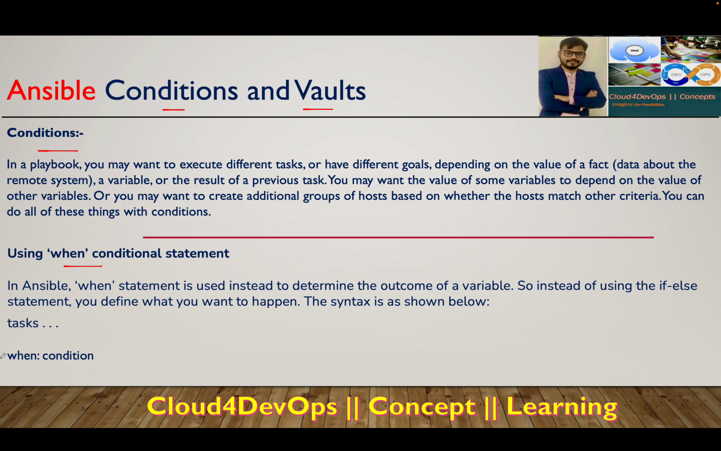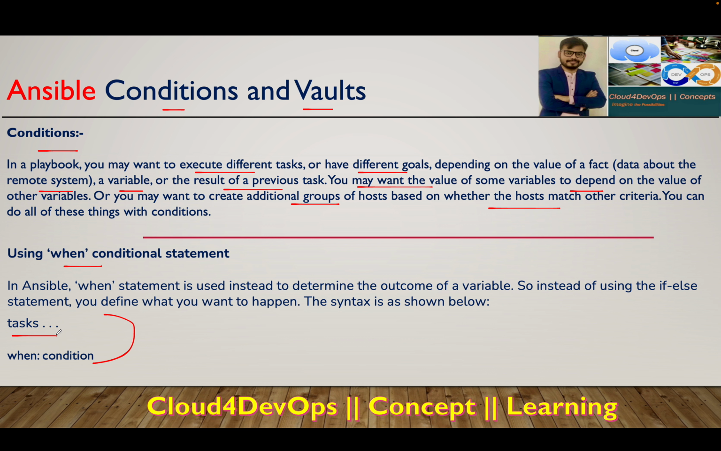Now, in a playbook, you may want to execute different tasks or different goals depending on the value of a fact, which is data about the remote system, a variable, or the result of a previous task. Then you can use a conditional statement. You may want to use the value of some variable depending on the value of other variables as well. Or you may want to create an additional group of hosts, as I said, Debian, Red Hat, Windows, based on whether the hosts match certain criteria. You can do everything with the help of conditions.